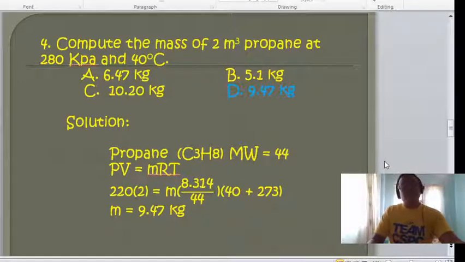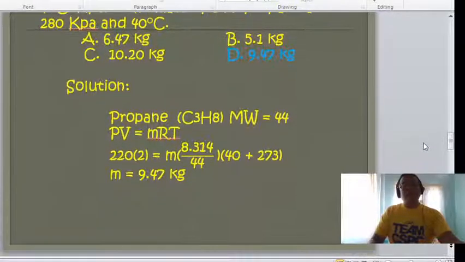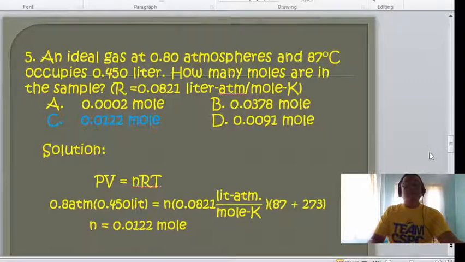So you know already, class, how you are going to solve this kind of problem. First, know what the molecular weight is, and then substitute values from the equation of state, or PV equals mRT, and then get the unknown parameter. Okay? Another problem we have, number 5.